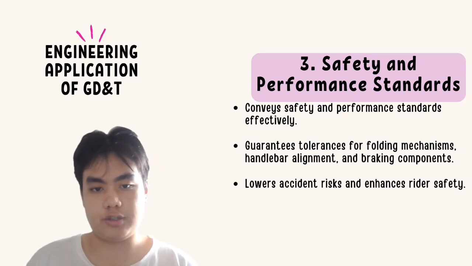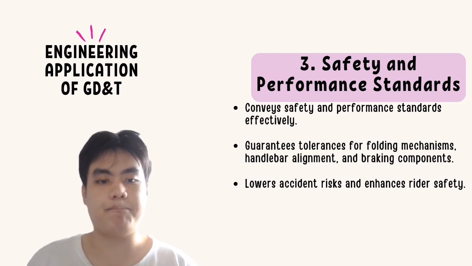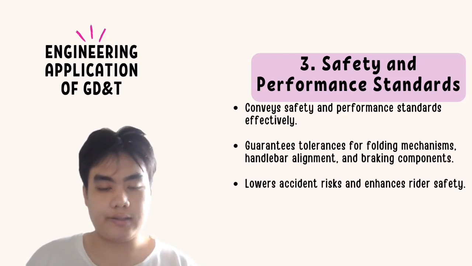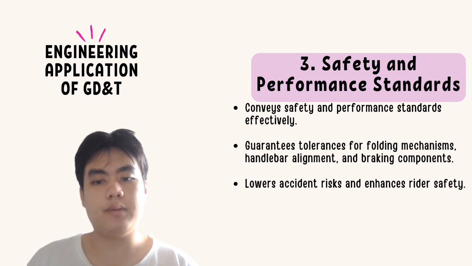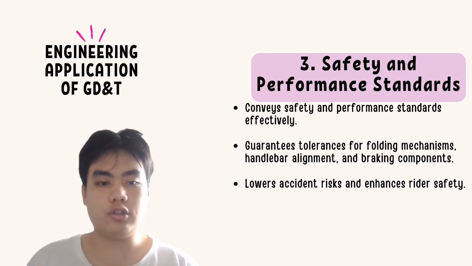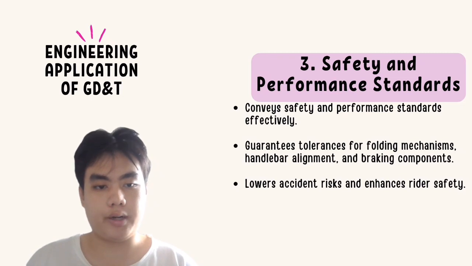GD&T is not just about dimensions, it's a language that effectively conveys safety and performance standards. GD&T serves as a communication tool for safety and performance standards. It guarantees tolerances for crucial aspects such as folding mechanisms, handlebar alignment, and braking components. By adhering to GD&T, we significantly lower accident risk and enhance rider safety. It's not merely about meeting standards, it's about exceeding them to ensure the utmost safety and performance of our product.